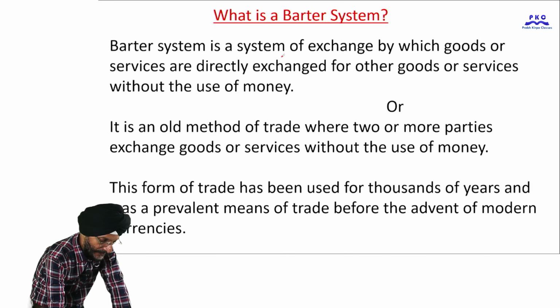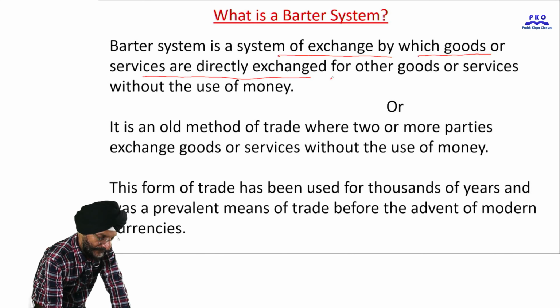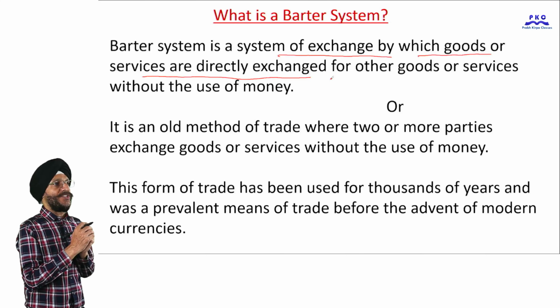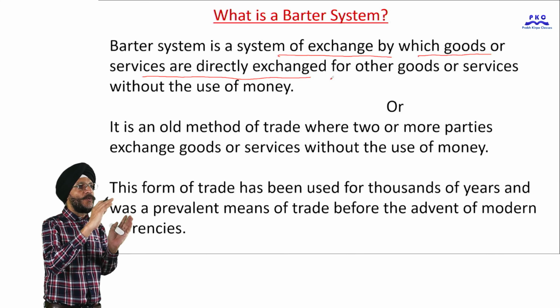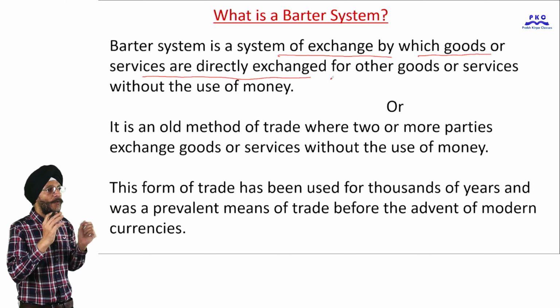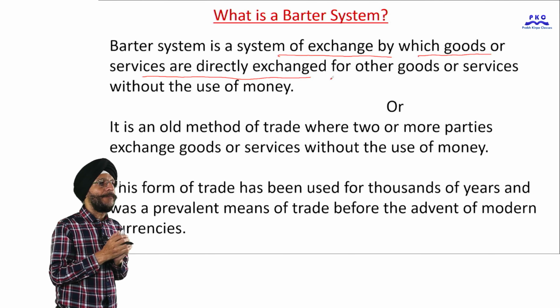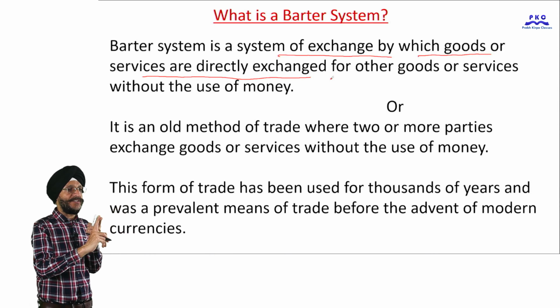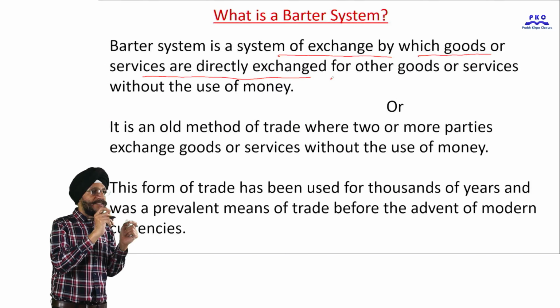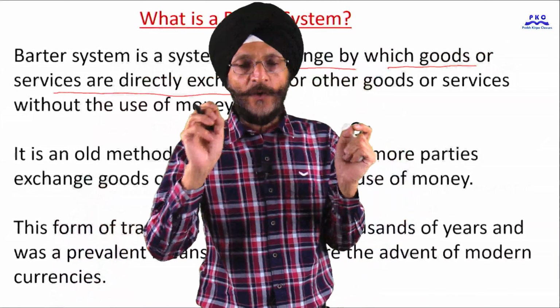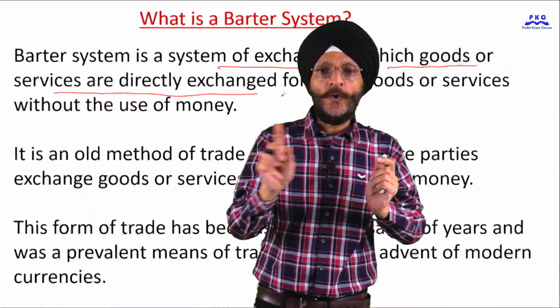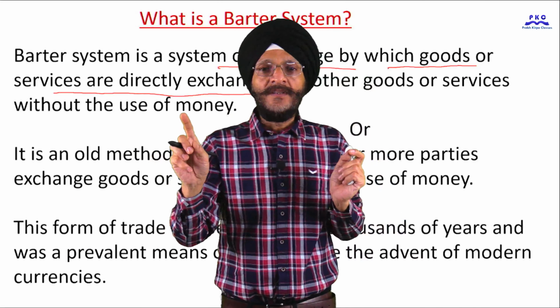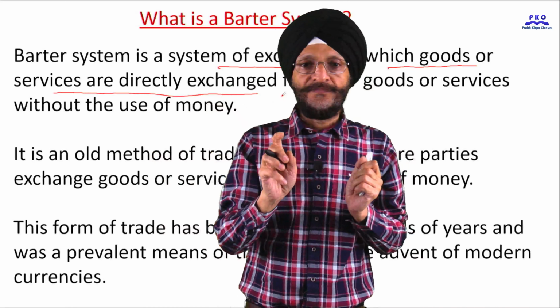So now we will have the exact meaning of barter system. Barter system is a system of exchange by which goods or services are directly exchanged for other goods or services without the use of money. Here two things are important. One is direct exchange of goods and services. And the second point is without the use of money. Money is not used in the selling or buying of goods.